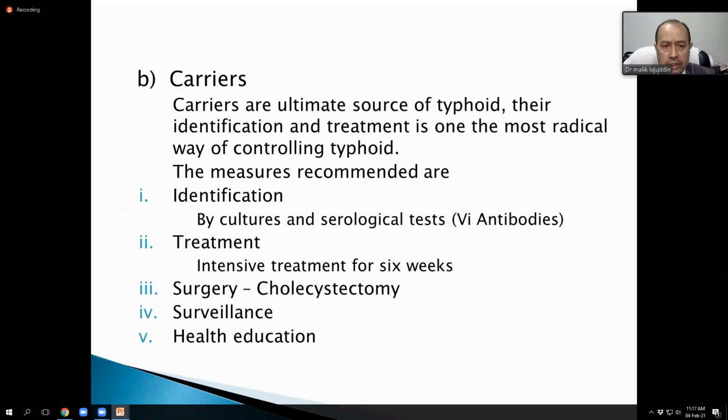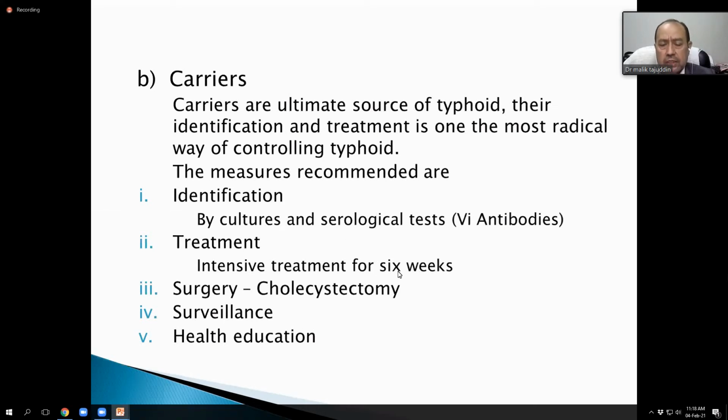Then we should treat the carriers. Number one, we should identify them. After the treatment, after the fever has subsided and the patient is all right, we should do the stool culture 1 week or 2 weeks after and see whether they are excreting Salmonella typhi. If yes, that means they are carriers. We have identified them. Then we may treat them with antibiotics for at least 6 weeks.